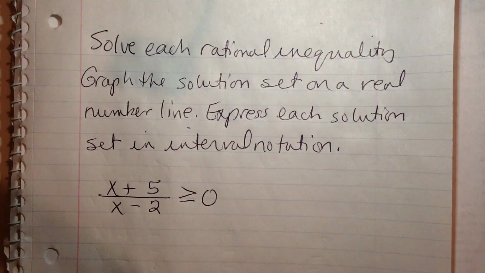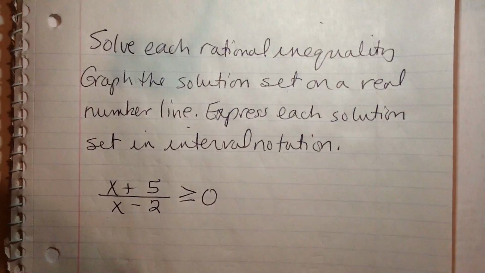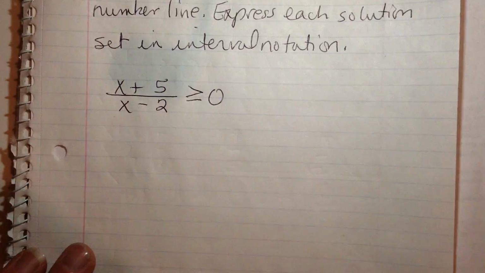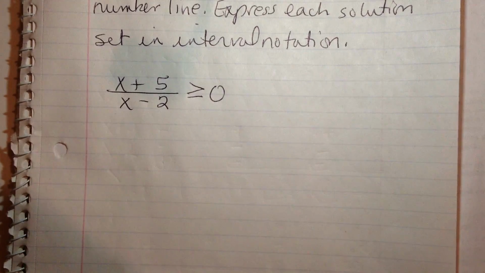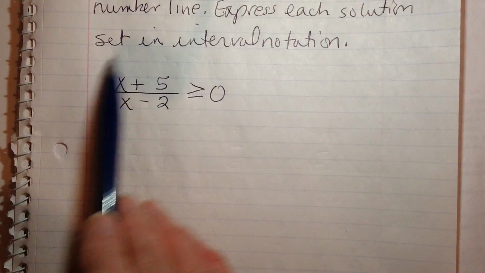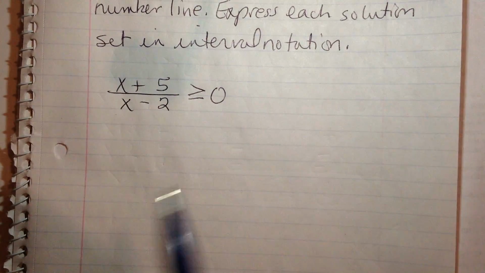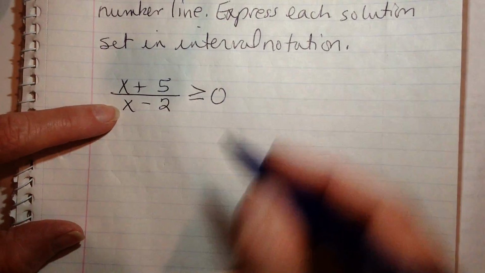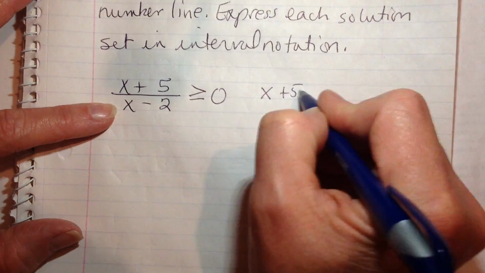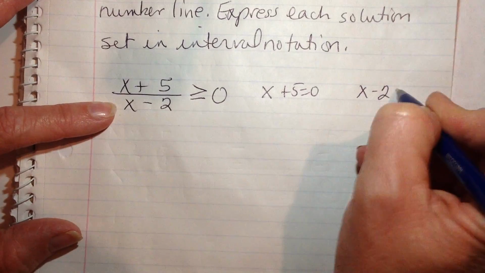Solve each rational inequality, graph the solution set on a real number line, and express each solution set in interval notation. Looking at this problem, I have (x + 5) divided by (x - 2) greater than or equal to 0. This time we have a fraction. So to find our critical numbers, we must take the numerator, set it equal to 0, and the denominator and set it equal to 0 to find our critical numbers.